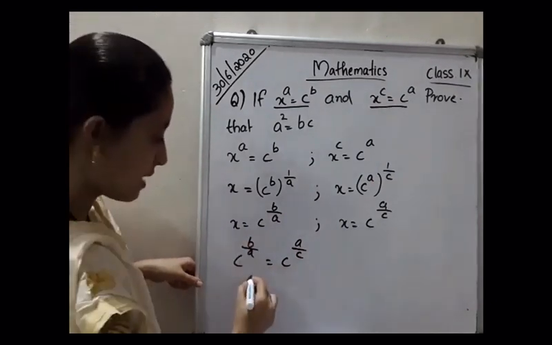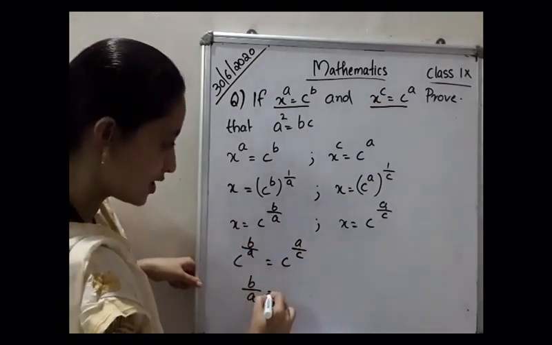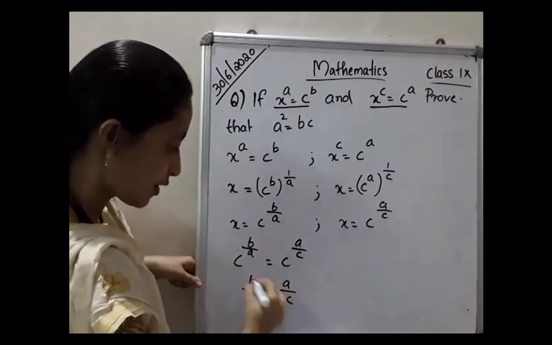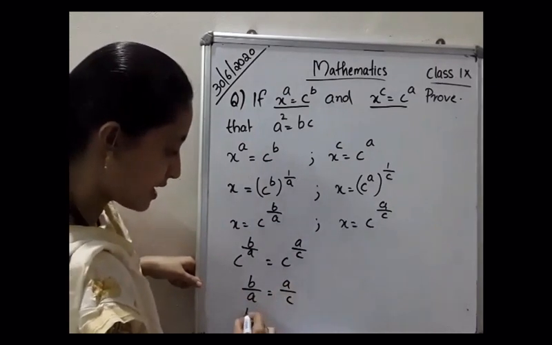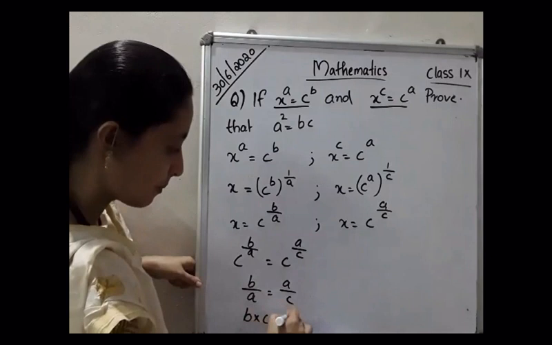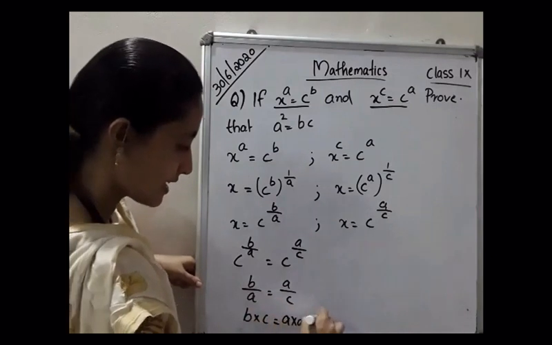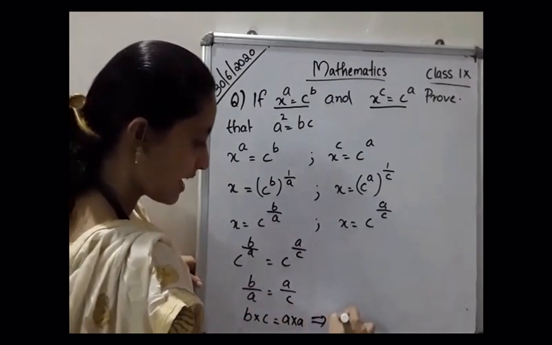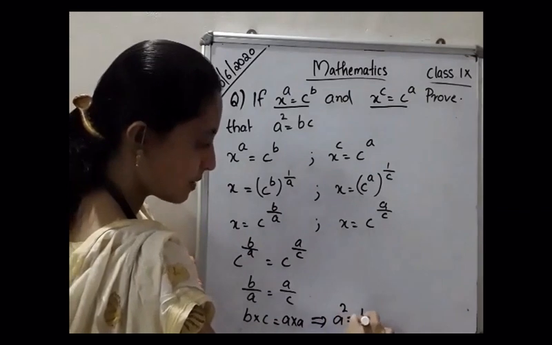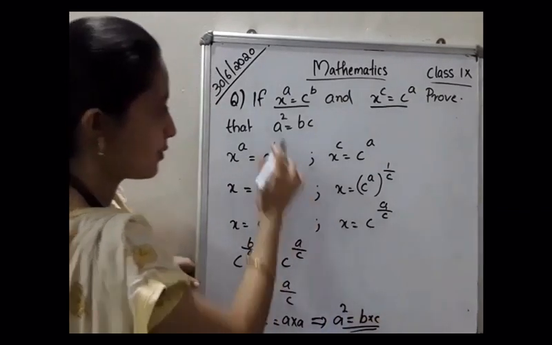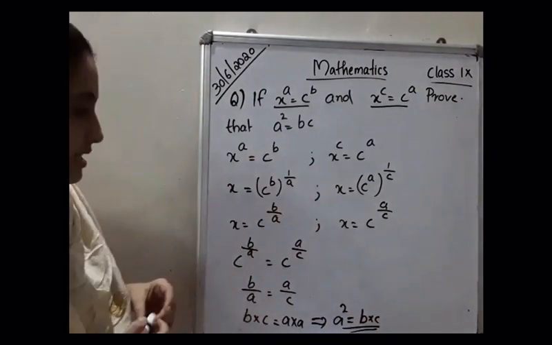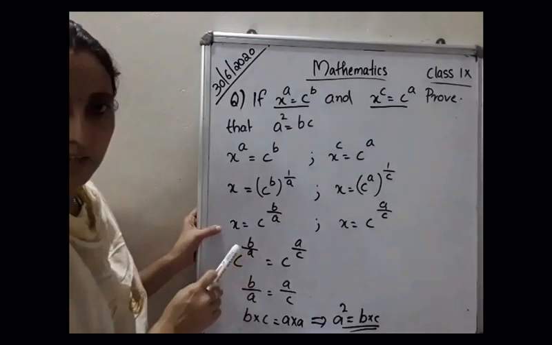So we can equate the powers, that is b by a is equal to a by c. Cross multiplying, b into c is equal to a into a. That gives us a into a, which is a square is equal to b into c. That you have to prove. Yes. So please remember this step. That is a new step for you.